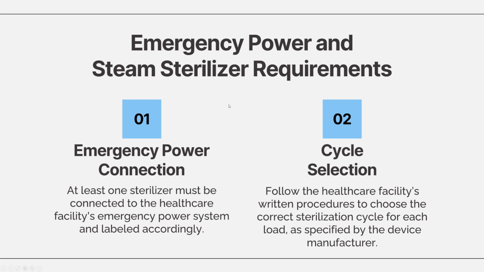So in critical healthcare settings, sterilization services must remain operational even during power outages. That's why at least one sterilizer must be connected to the facility's emergency power supply. So it ensures that essential sterilization can continue so that we could keep supporting patient care and prevent surgical delays.